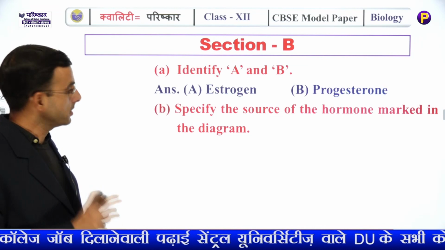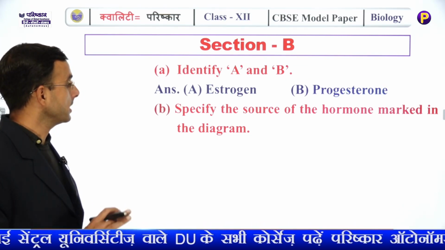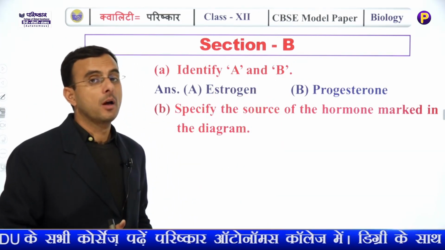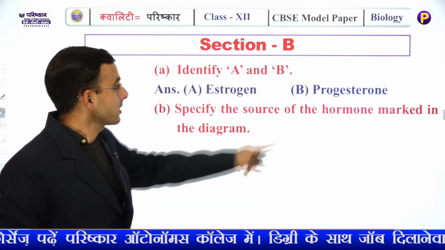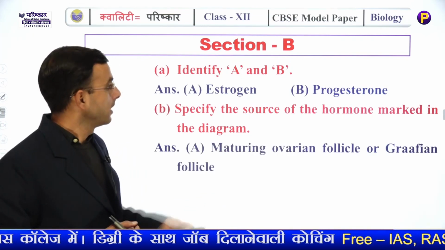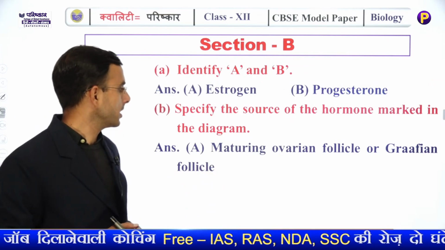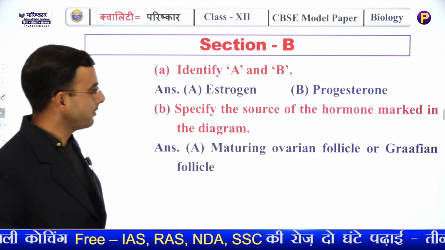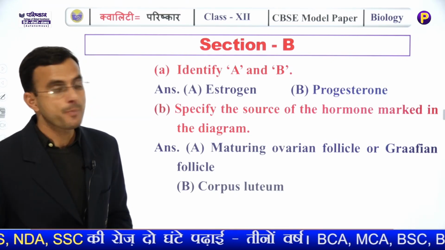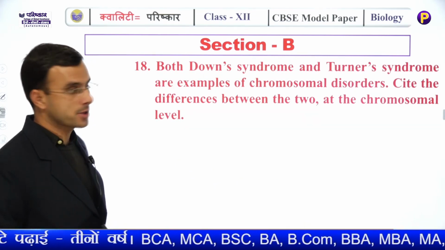The second question in this one is: specify the source of the hormones marked in the diagram. Estrogen is secreted by which organ, by which structure? Progesterone is secreted by which structure and which organ? So that is the A hormone. Estrogen is secreted by the maturing ovarian follicle or Graafian follicle, and B hormone is secreted by the corpus luteum. So that is the first question of section B.